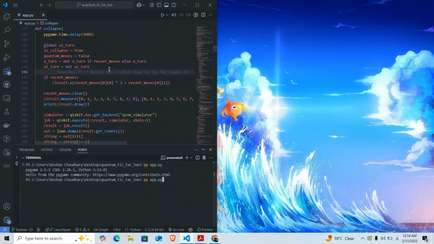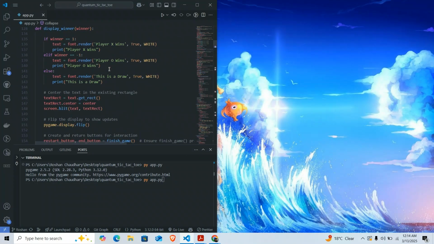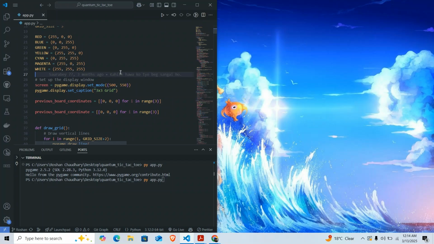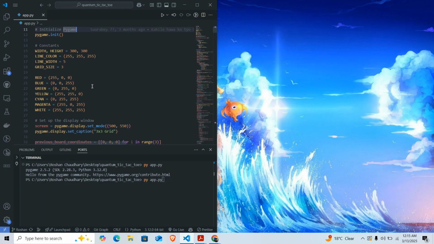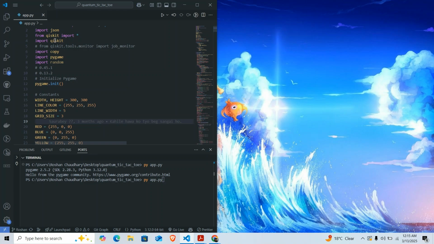This is our minor project named Quantum Tic-tac-toe. This game is entirely different from the classical tic-tac-toe that we usually play. It is built in Python using the Qiskit library. So let me show you the demo.